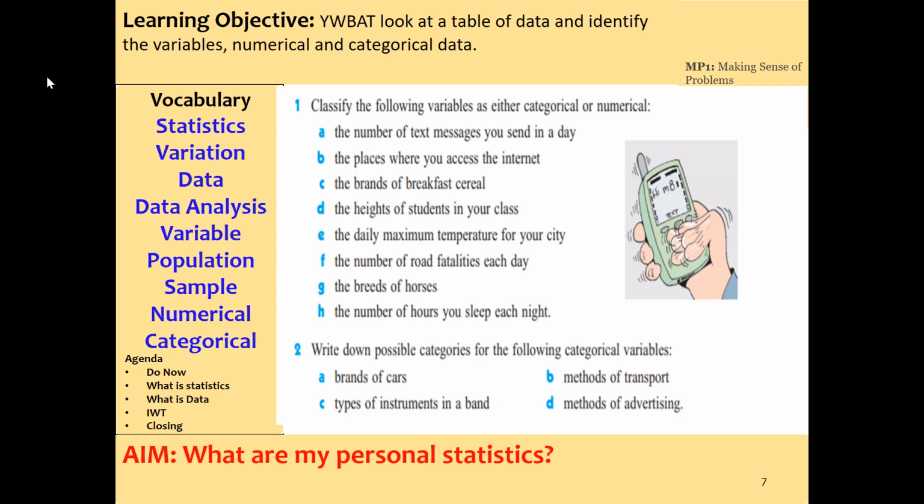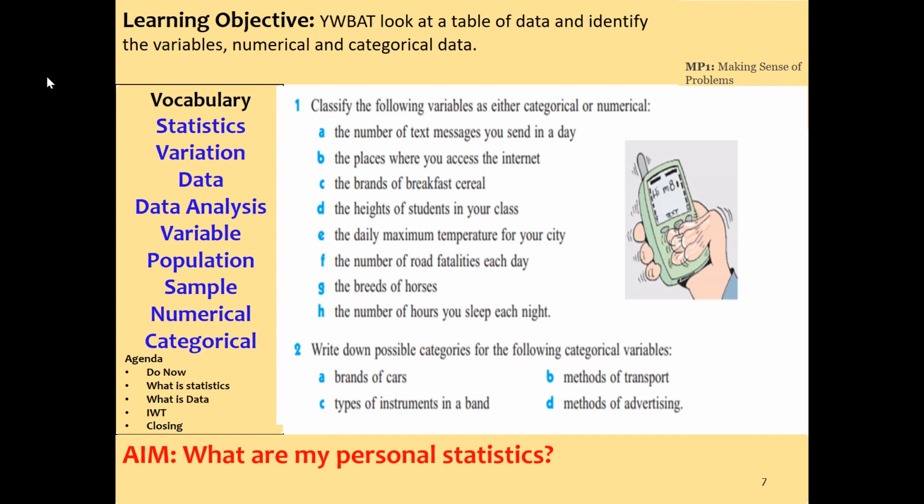All right, let's look at number 2. Write down possible categories of the following categorical variables. So brand of cars. You have to come up with the possible categories. For brand of cars, I'm thinking Hyundai, I'm thinking Ford. You could say the different types. Now, if you want to make it even bigger, you can say international, domestic. You can even say electric versus gas. So for this one, you can get creative. There is no right answer.